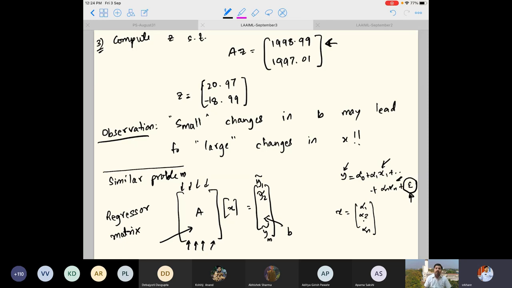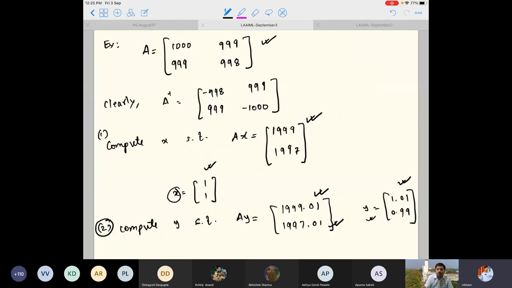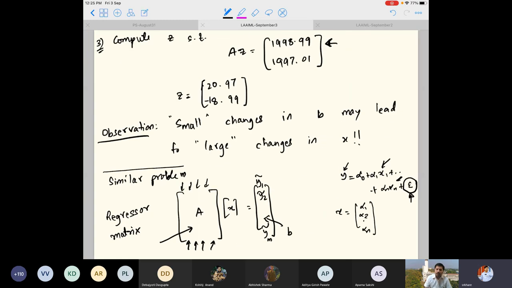And if that is what is really happening, then when you actually calculate the solution x, where the true value of the parameter was, for example, 1, 1, the estimate suddenly goes to 20 and minus 18, because there was a small perturbation in the b values, in these y values. And that perturbation is not unrealistic. It comes from the assumption we have in the model: the measurement error in y is always going to be present.